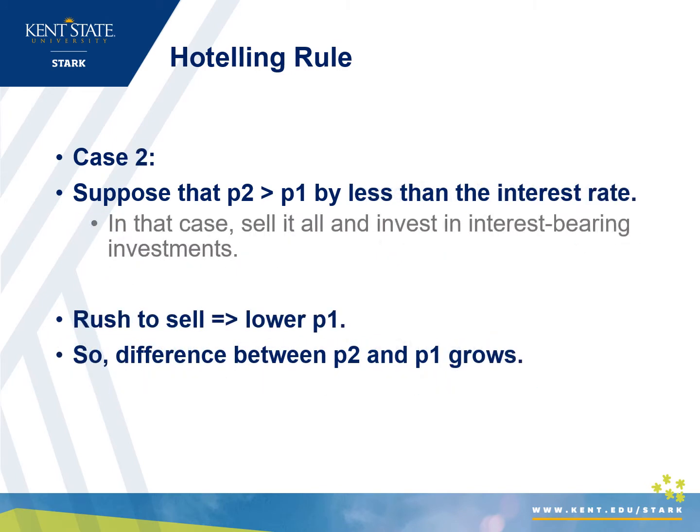A second case would be, let's suppose that the price in the second period is greater than the price from the first period, but by less than the interest rate. Now, it might also be that we expect the price in the second period to be lower than the price in the first period. That would also fit under this case.